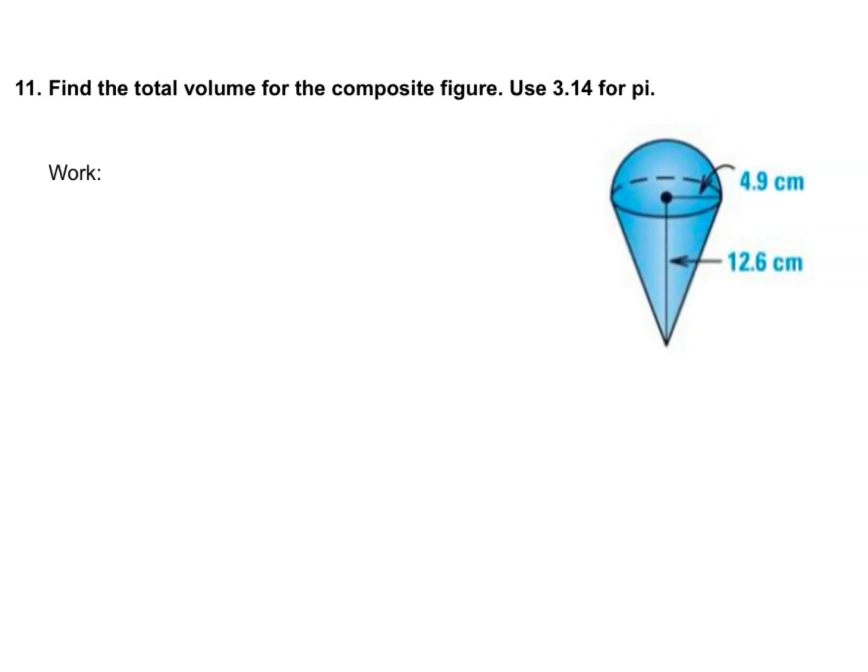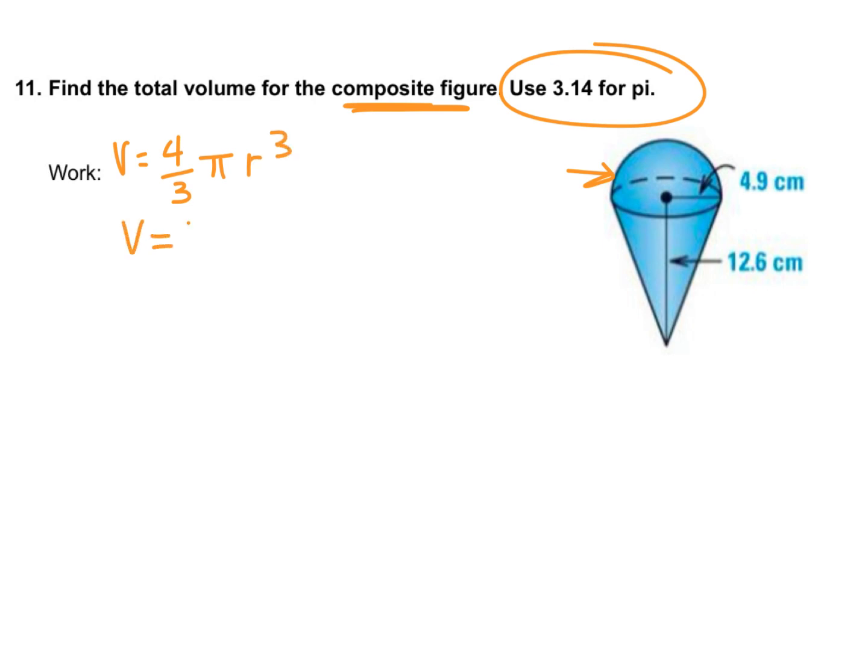Okay, composite figures. So here you just have to really analyze the shape and see what we've got, and then add those volumes together. It does tell us to use 3.14 for pi, and of course we're going to show our work. So the first shape I see is a sphere. So I'm going to grab my formula sheet and write my formula down for a sphere, and now I'm going to show my work. 4/3 times 3.14 for pi, and I need 3 of these radiuses.